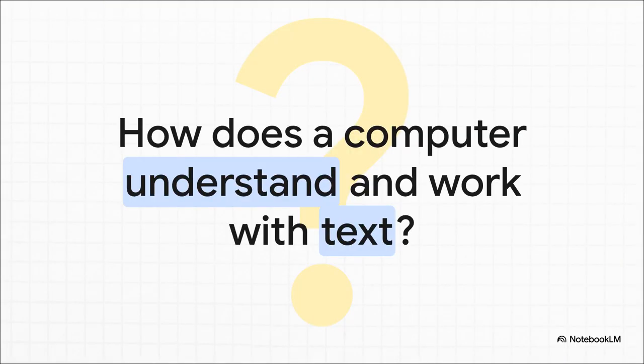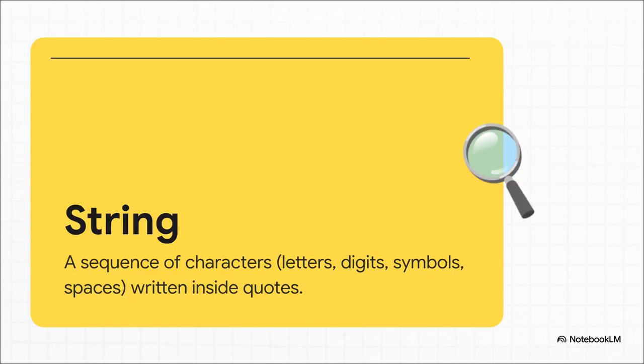How on earth does a computer, a machine that really only thinks in ones and zeros, manage to work with human language? The answer is one of the most important ideas in all of programming. And that answer is this thing called a string. It sounds fancy, but it's actually super simple. It's just a sequence of characters. That could be letters, numbers, symbols, even spaces. Anything you can type, really. You just wrap it up in quotation marks and boom. That's how we tell our code, hey, this is text.